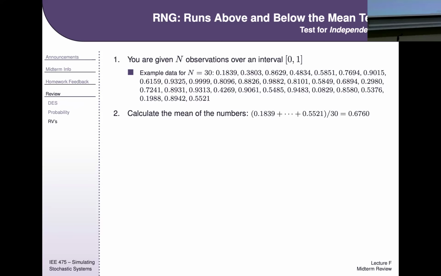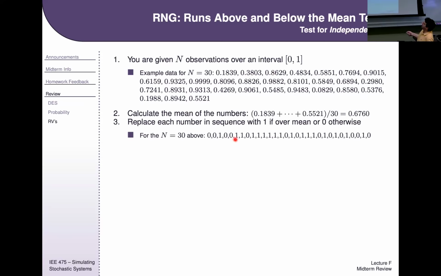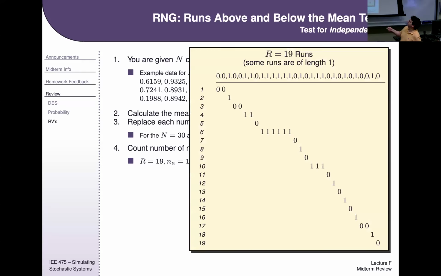And so calculate the mean, convert each number into a coin flip that is weighted by whether it is above or below that mean. So we've got a bunch of tails and some heads, 0 if you're below the mean, 1 if you're above the mean. Once you have that, then you can see how many runs you have. And these are broken up this way. Whenever you switch from one symbol to the next, that's the end of one run and the start of another. Runs can be one symbol long, that's fine. And then you count up the number of runs. So there's 19 runs in this 30 symbol sequence.